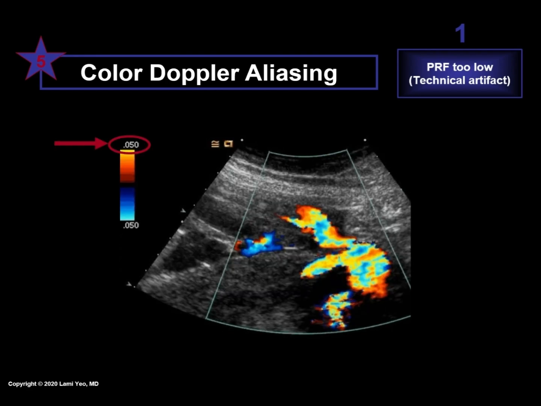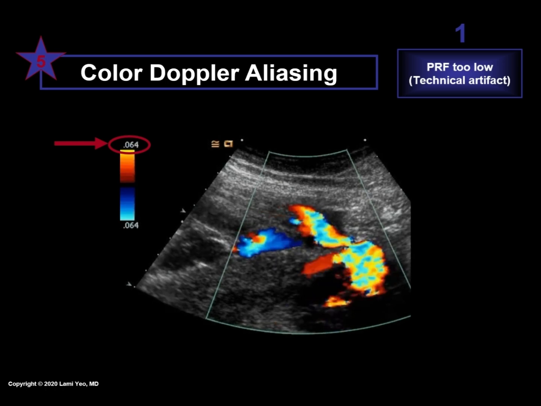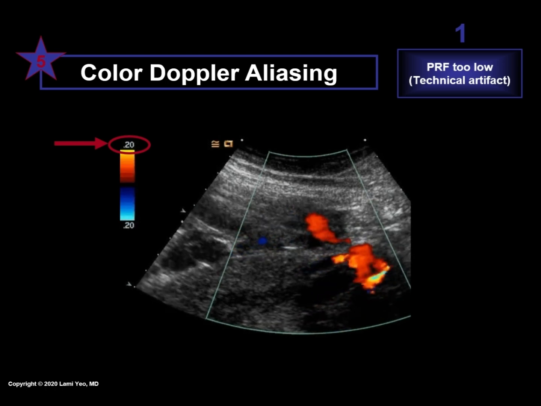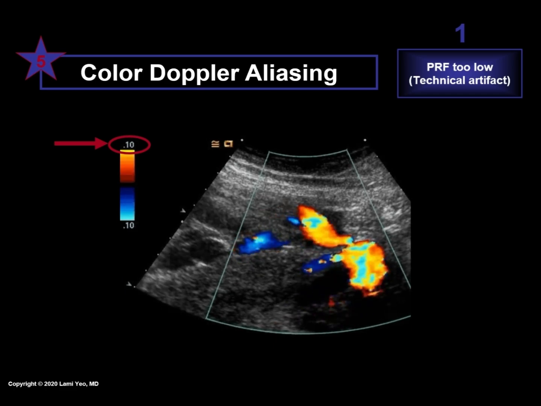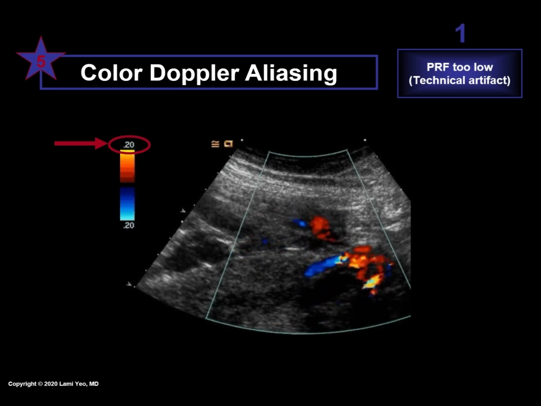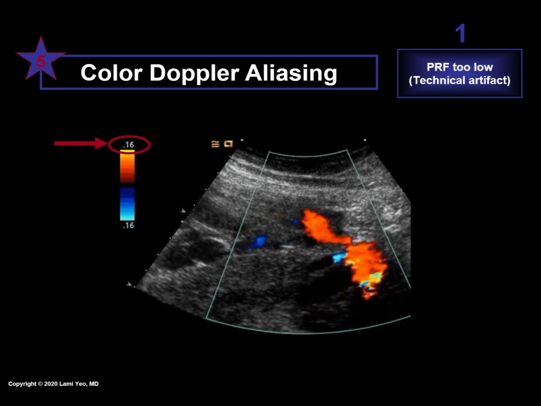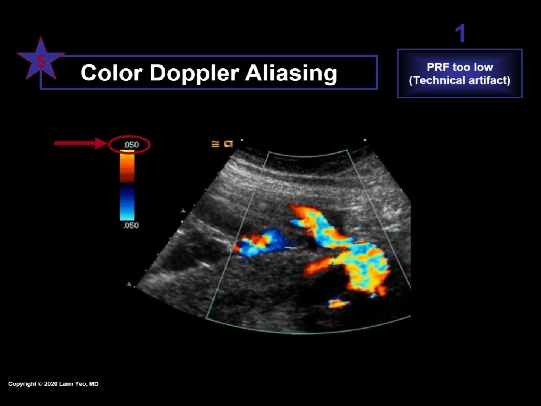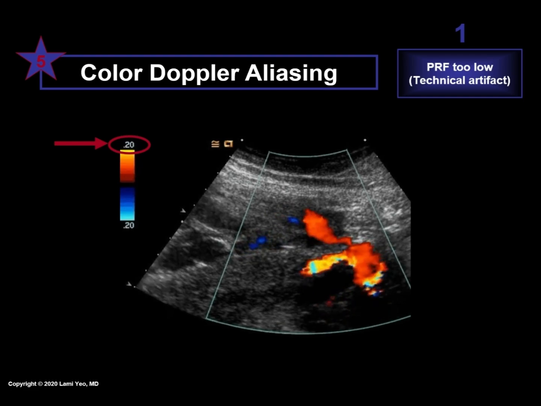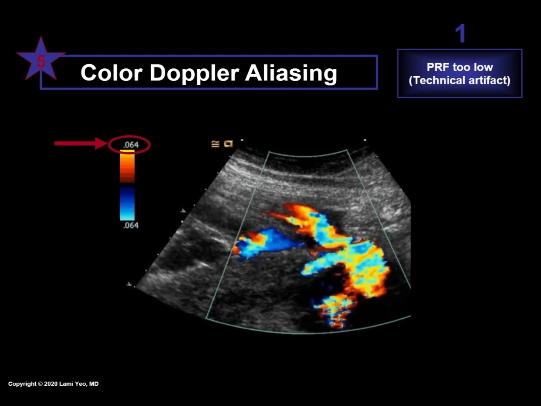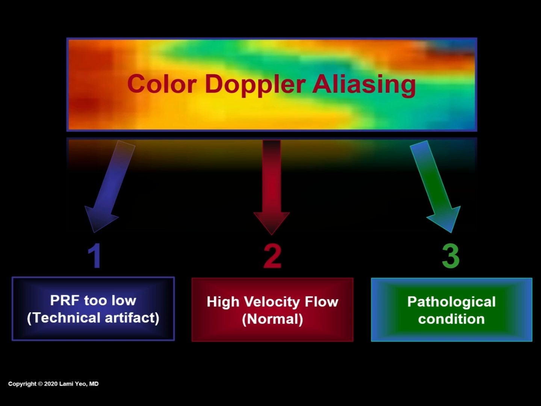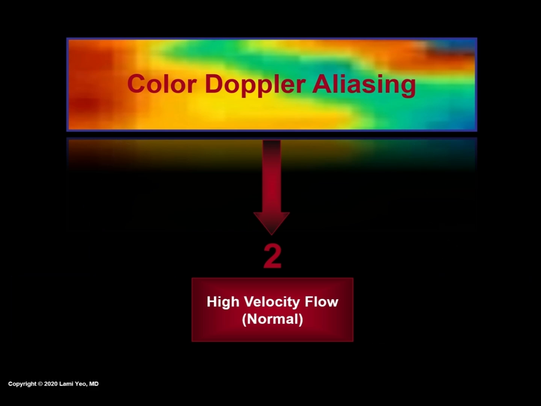To minimize the aliasing, increase the PRF. Look at the velocity scale. As the scale range is increased fourfold from 0.05 to 0.20, there is no longer aliasing in the color display, and flow direction is depicted appropriately. Color Doppler aliasing may also be seen normally in the fetus because of high velocity blood flow.